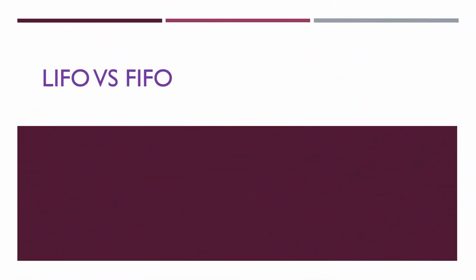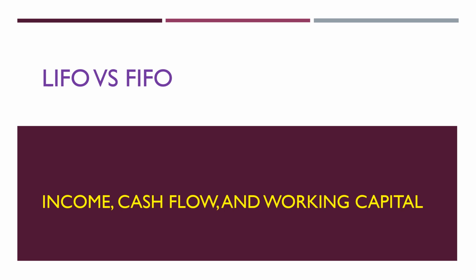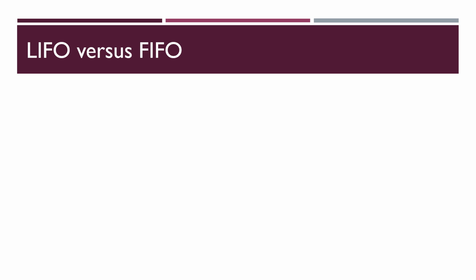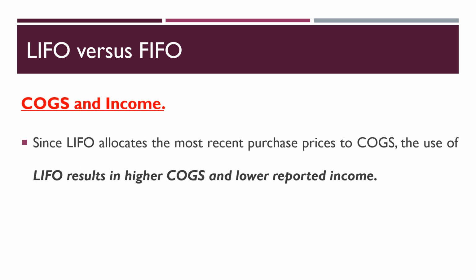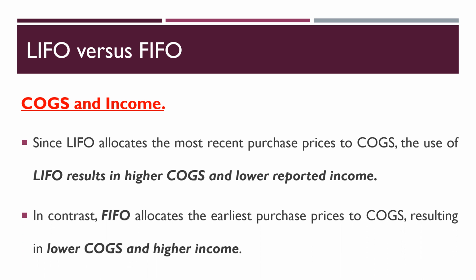Let's analyze some more differences between LIFO and FIFO with regard to income, cash flow and working capital. Since LIFO allocates the most recent purchase price to the cost of goods sold, the use of LIFO results in higher cost of goods sold and lower reported income. In contrast, FIFO allocates the earliest purchase price to the cost of goods sold, resulting in lower cost of goods sold and higher income.